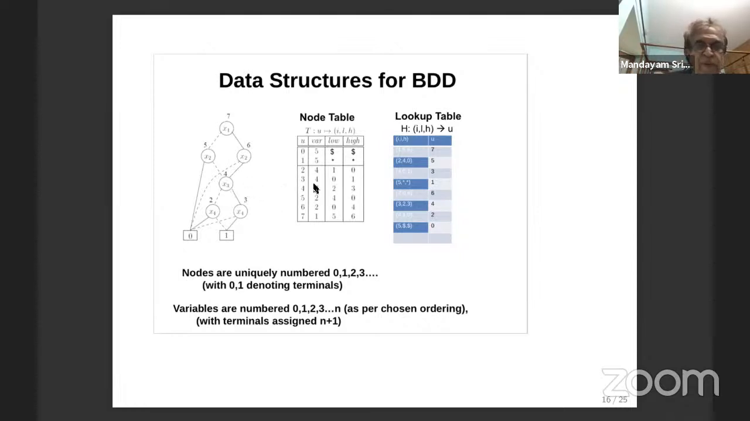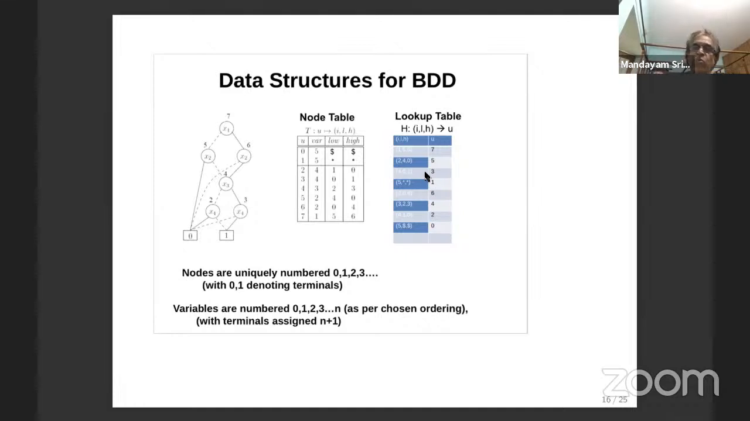So x3, for example, has variable 3 in it, that's the associated variable. Its low subtree is rooted at the node with unique ID 2, and the high subtree at the node with unique ID 3, and so on. That's how this table is created.